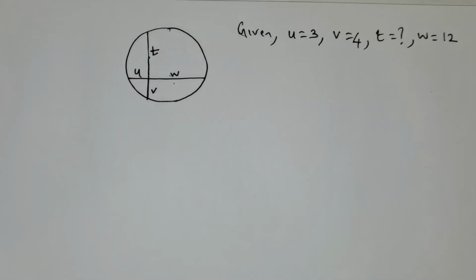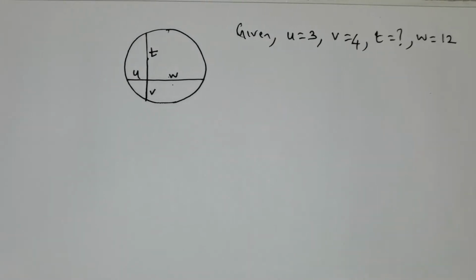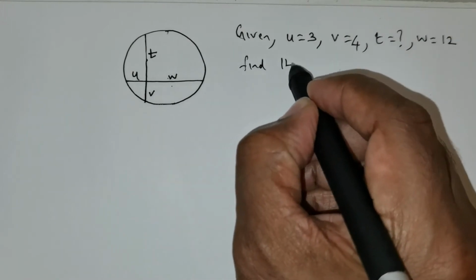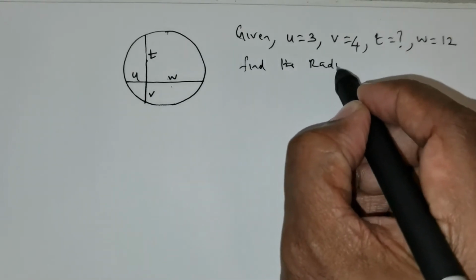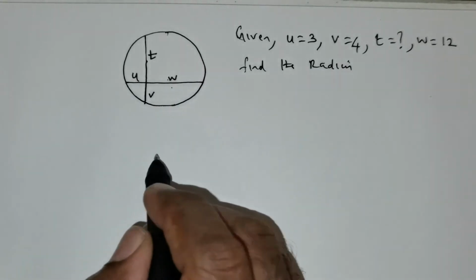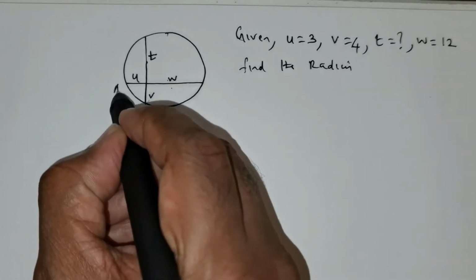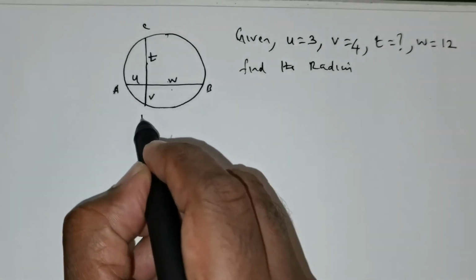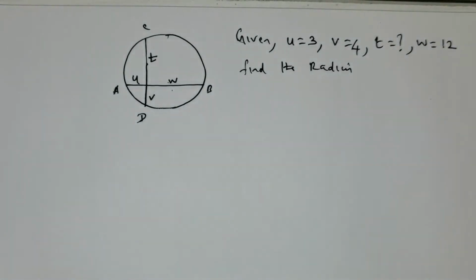Welcome back, students. Today we will be learning how to find the radius given the intersection of two chords. So we have here AB being a chord and CD being another chord. Both of them are intersecting.